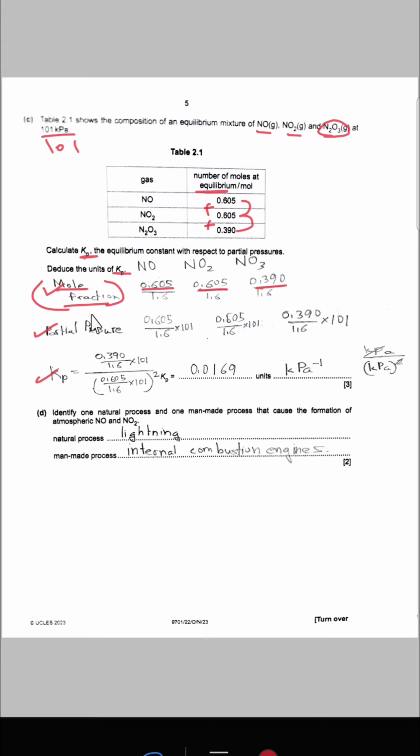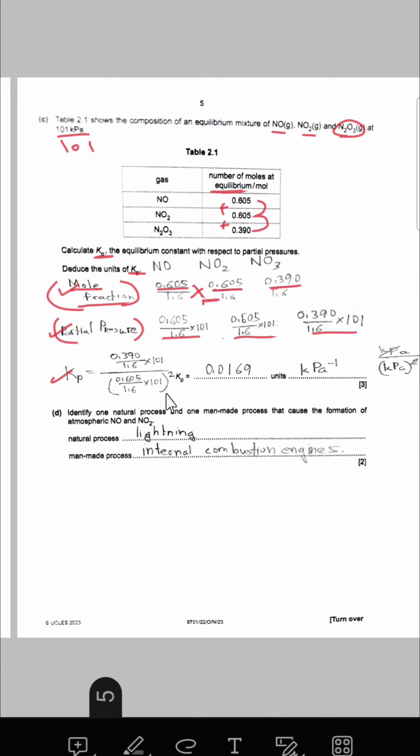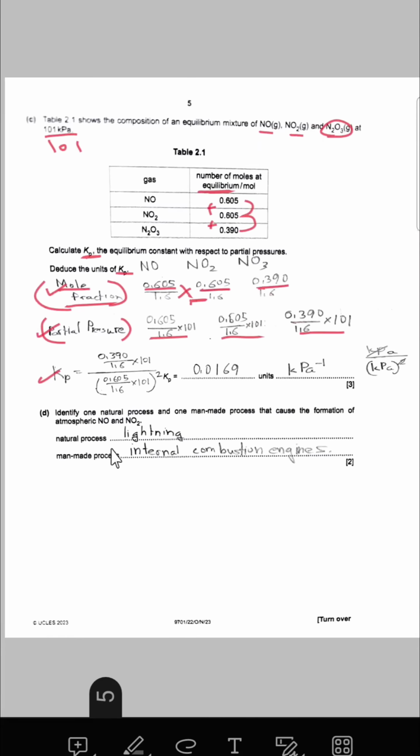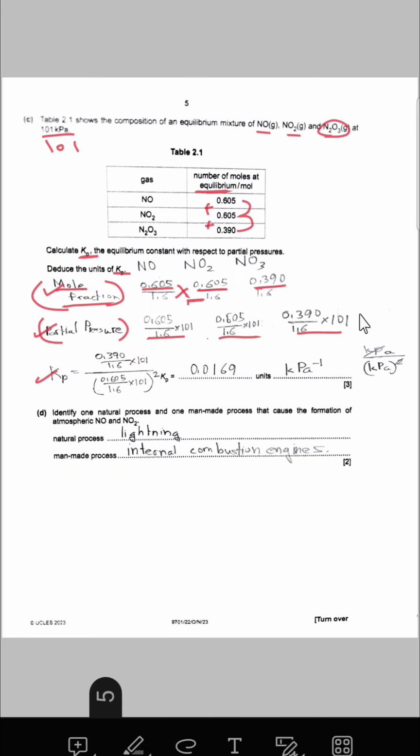After finding the mole fraction, we multiply the mole fraction by the total pressure to find the partial pressure. Then, for Kp, it is the partial pressure of products divided by the partial pressure of reactants. So it would be the partial pressure of N2O3 divided by the partial pressure of NO multiplied by the partial pressure of NO2. So this would be the partial pressure of N2O3, this value, divided by these two values multiplied with each other. As the values are the same, we take the square.